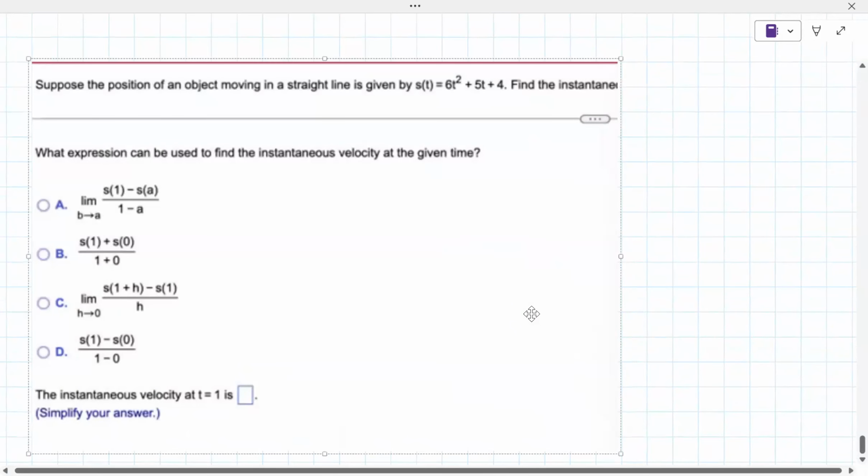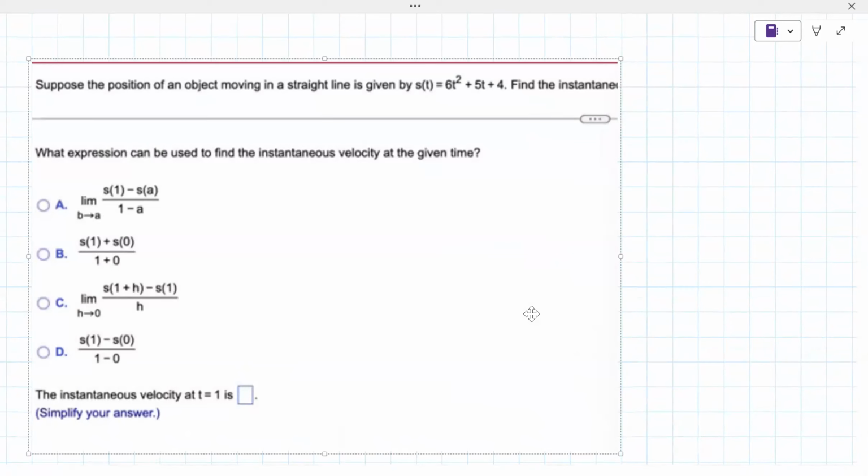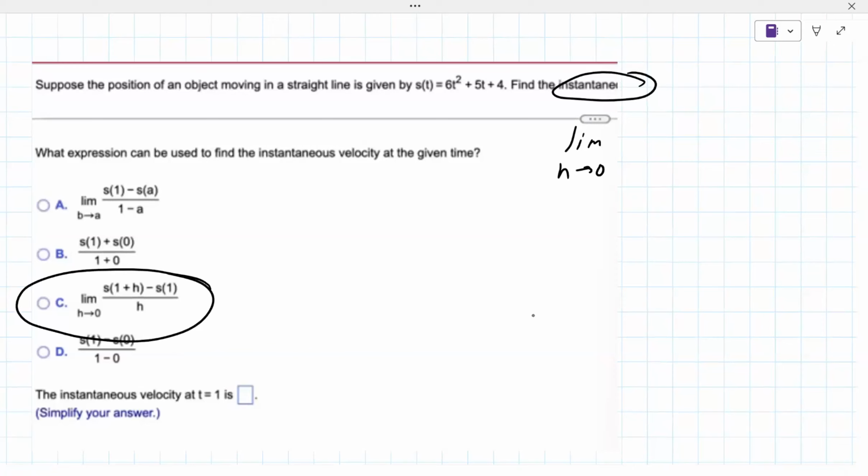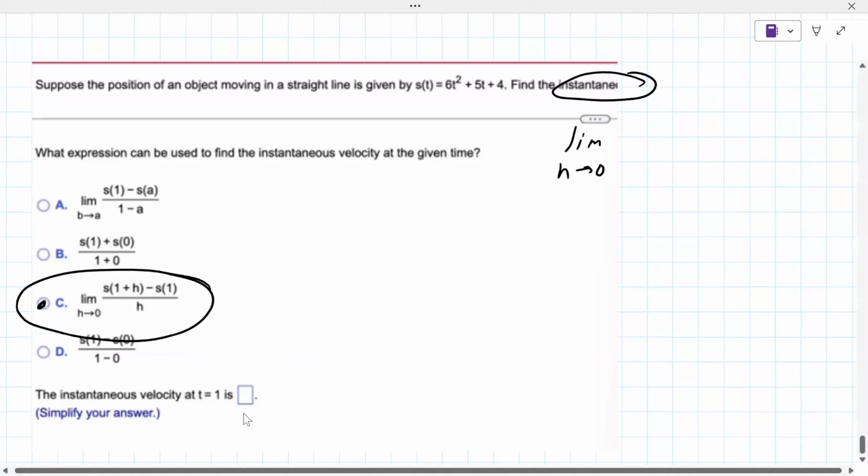All right. So suppose the position of an object moving in a straight line is given by this function. Find the instantaneous rate of change. So the difference between average and instantaneous is there will be a limit, and it's a limit as h goes to 0. So you can see the only one that has that notation is this one right there. So we know that that is the correct answer. Now, in terms of actually finding it, there's this whole limiting process that we could do. We don't want to do that.